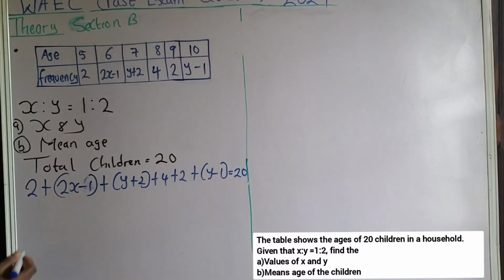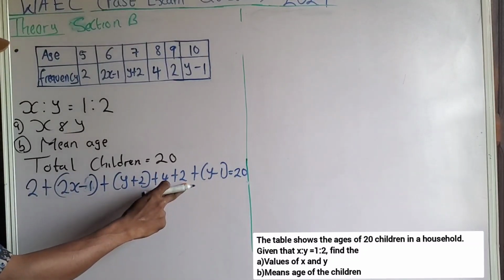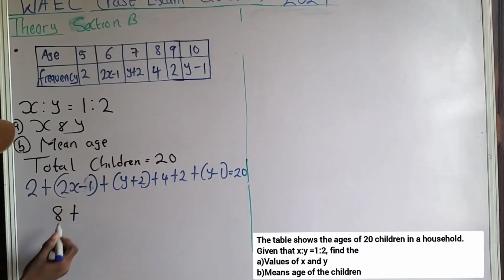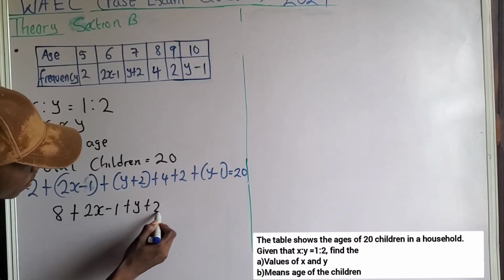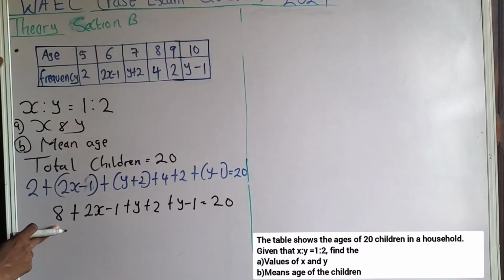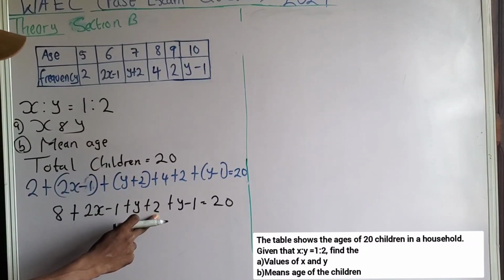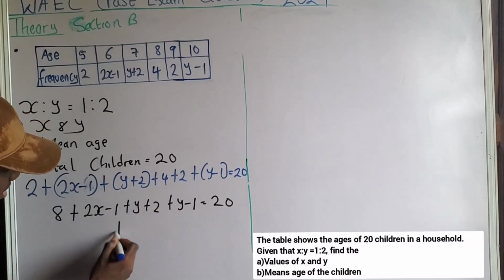You understand? Okay, let me just remove the brackets. 2 plus 4, that is 6, right? 6 plus 2, that is 8. Then I'm going to have 8 plus 2x minus 1 plus y plus 2 plus y minus 1 equals 20, okay? Let us collect like terms. 8 minus 1, that is 7, right? 7 plus 2, that is 9, right? 9 minus 1, that is what? 8, is that not it? So I'm going to have plus 8.